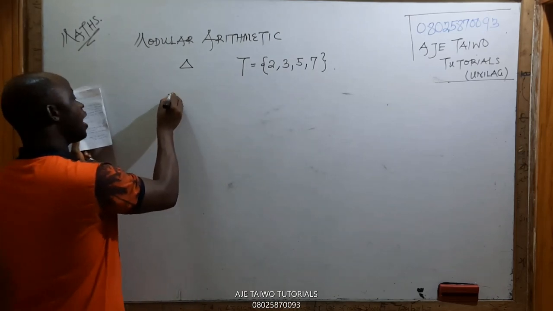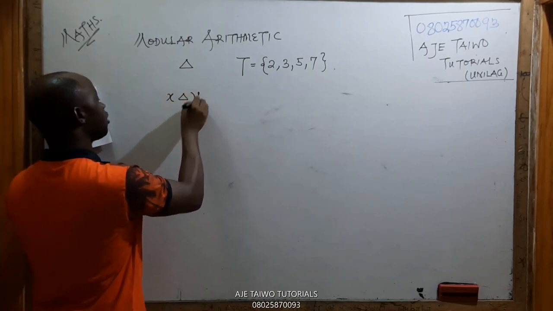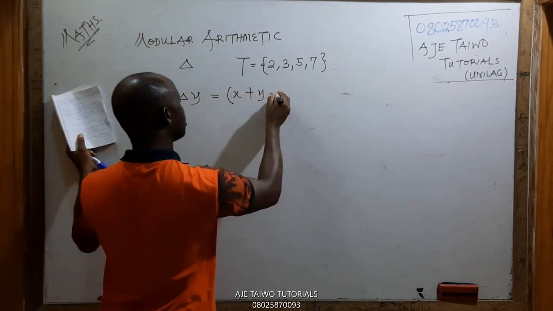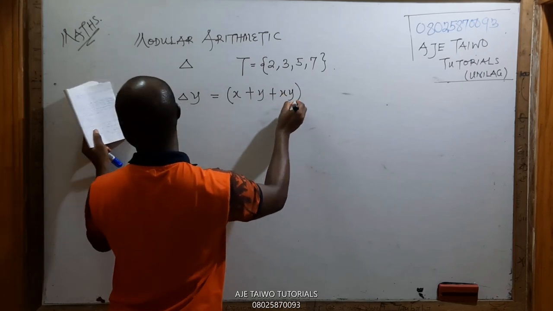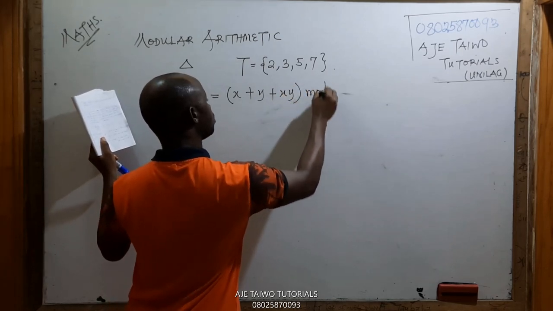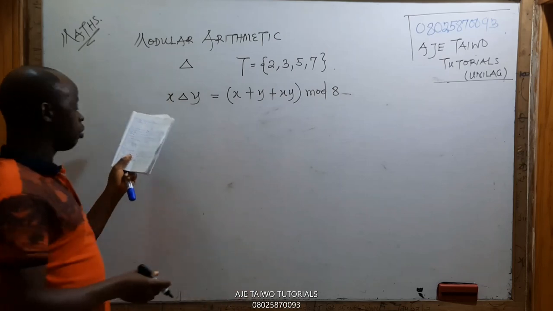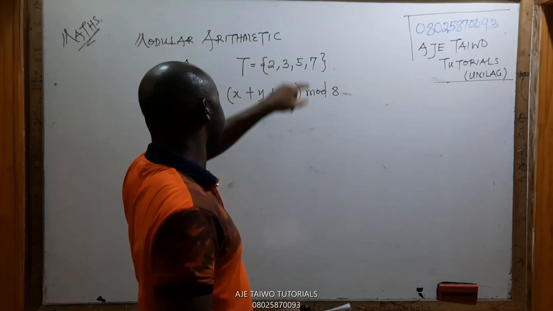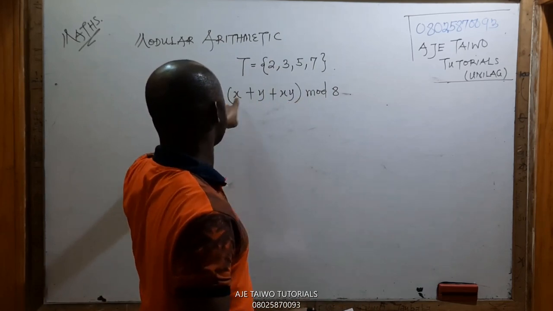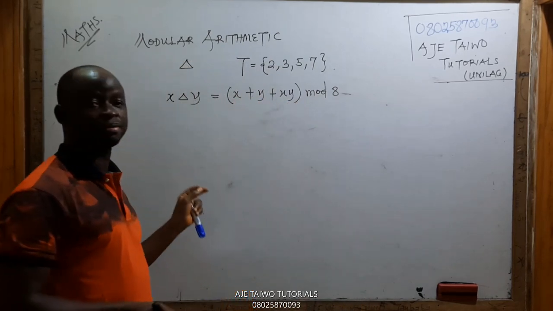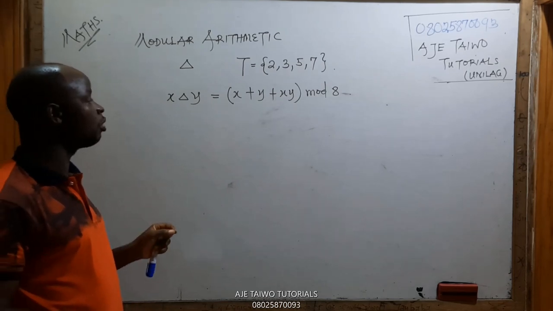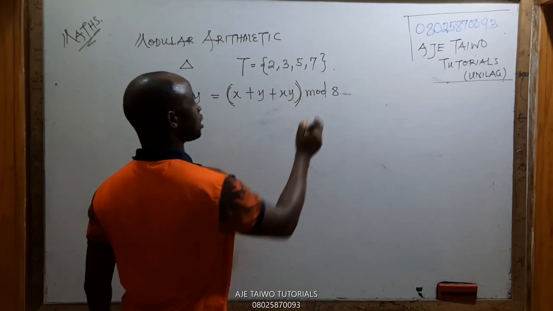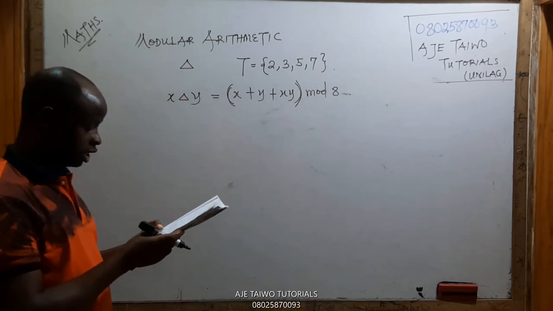The operation is defined on the set by x star y equals x plus y plus xy, mode 8. Don't forget it's mode 8. That means every operation you are doing here must be done in mode 8. Everything will be done in mode 8. That is, you finish this answer and present the answer in mode 8. So let's go.